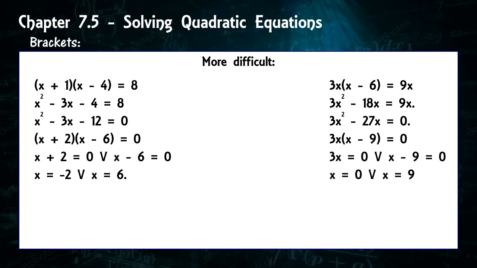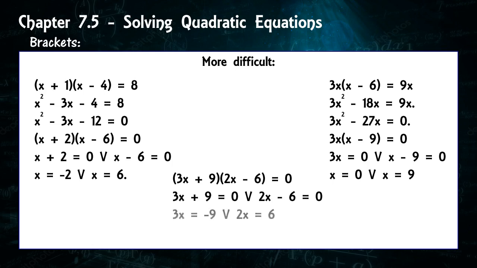And just so you don't do anything redundant, if you see the equation (3x + 9)(2x - 6) = 0, you don't have to multiply out the brackets. The equation has already been factorized and the resulting product is equal to 0. So we can immediately continue to the line 3x + 9 = 0 or 2x - 6 = 0. Our final solutions are x = -3 or x = 3.